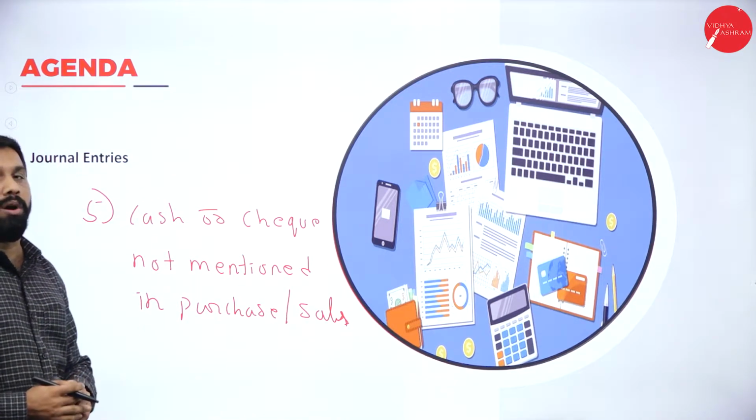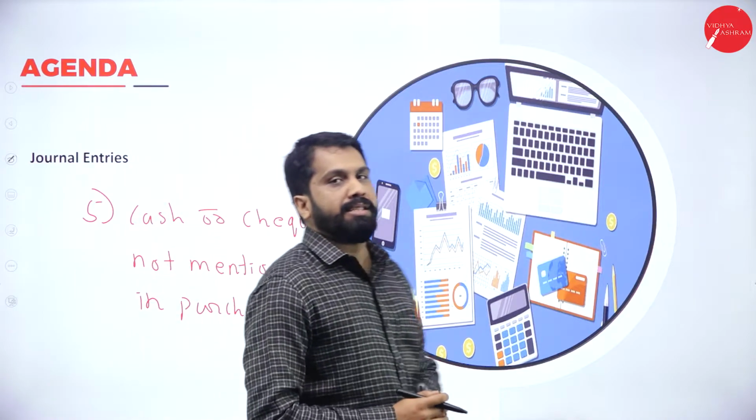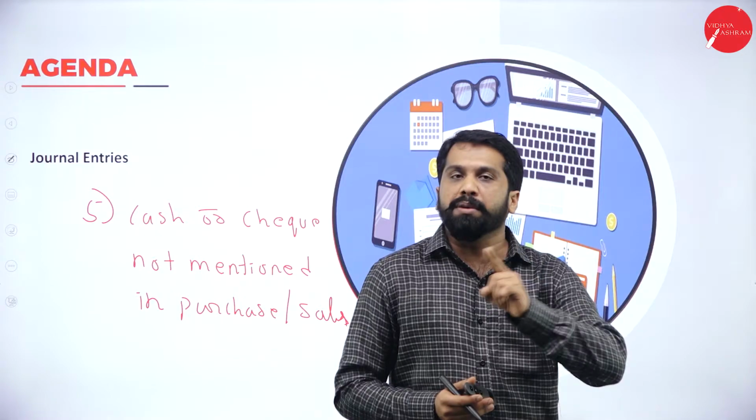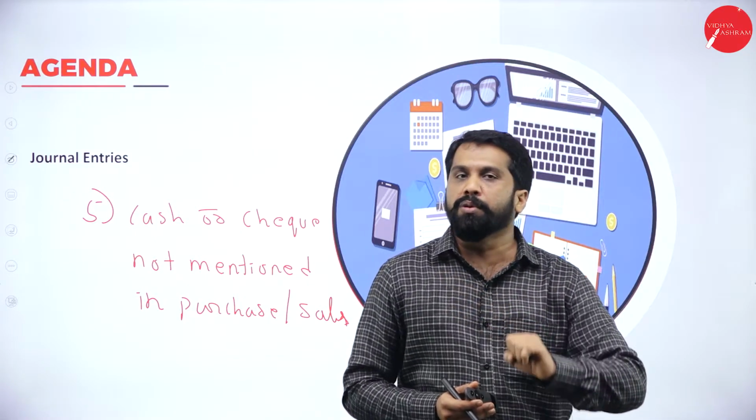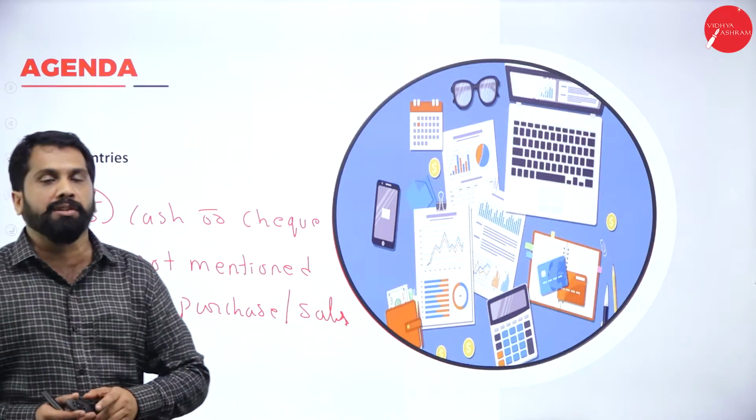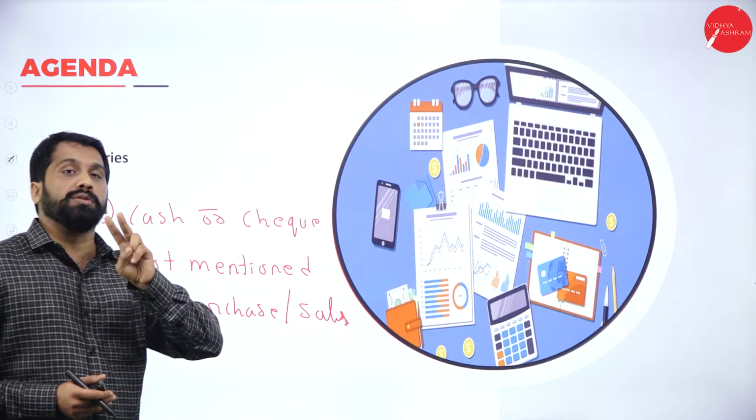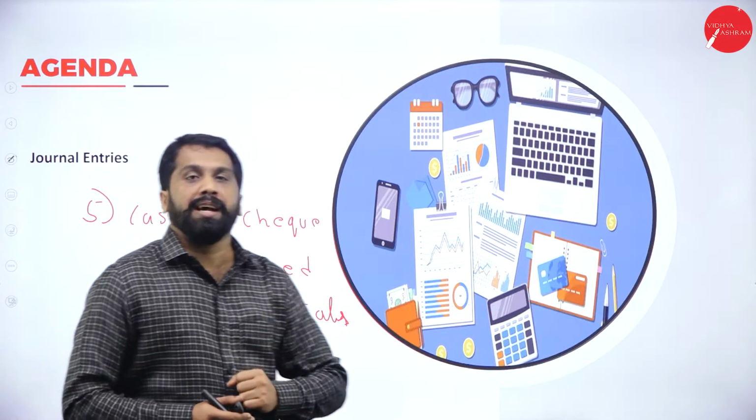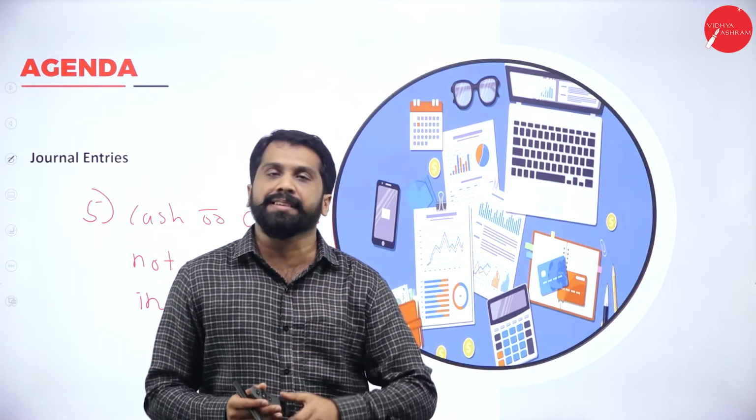Cash or check not mentioned in purchase or sales. Sometimes what happens, Raju purchased goods. Have they mentioned anywhere cash here? No. Raju sold goods. Have they mentioned any cash here? No. Why? Because there are 2 types of transaction. One is cash transaction. Another one is credit transaction.